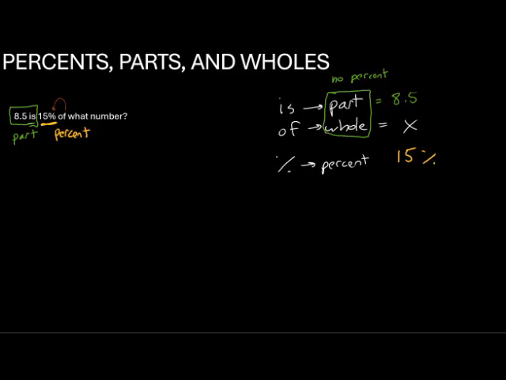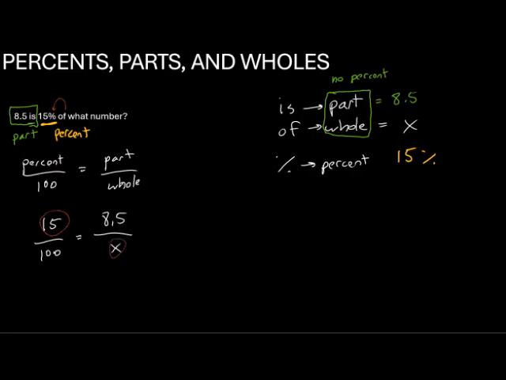Now we write our formula. The percent over 100 will equal the part over the whole. Since the percent is 15, we'll place that over the 100. And on the right side, the part is 8.5 over the whole, which is unknown. We'll call it x. Now, again, we'll do our cross product.